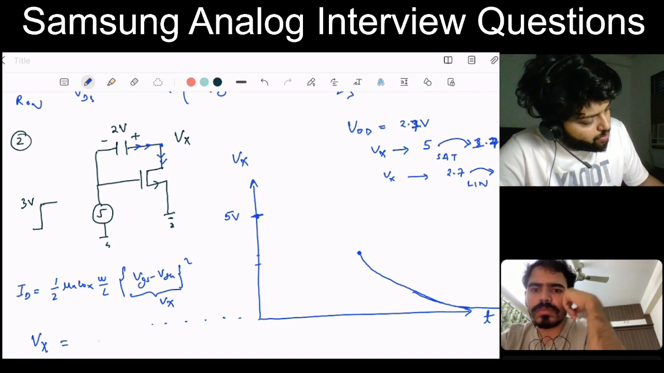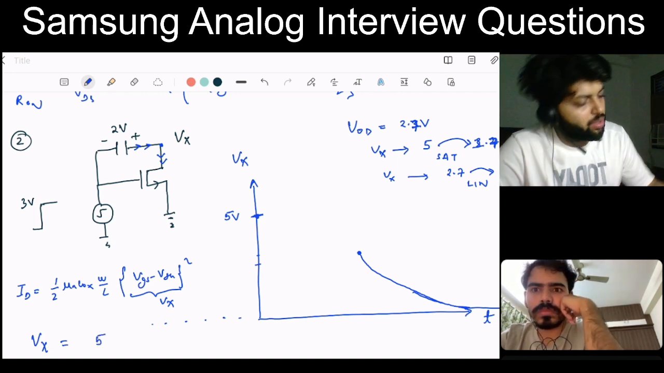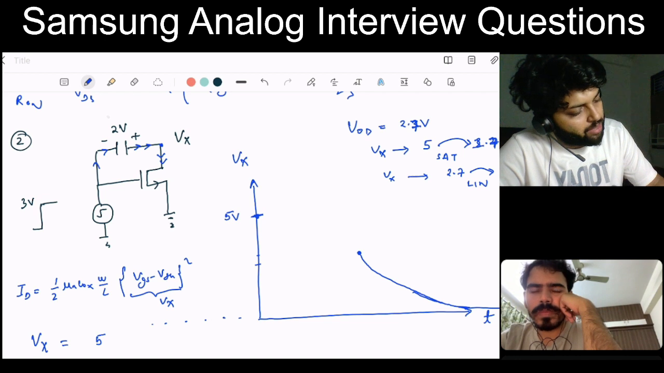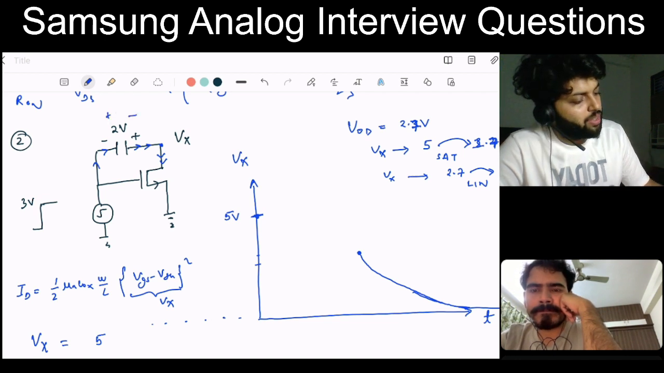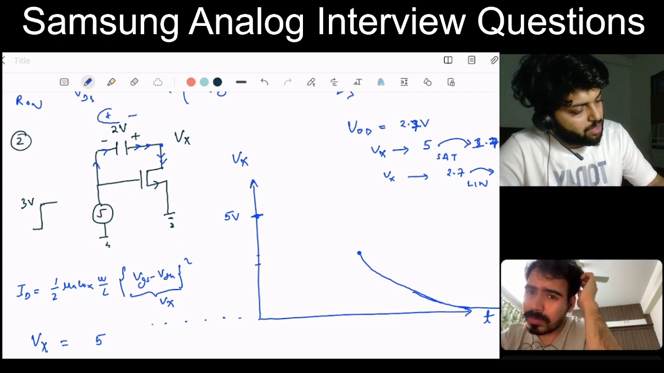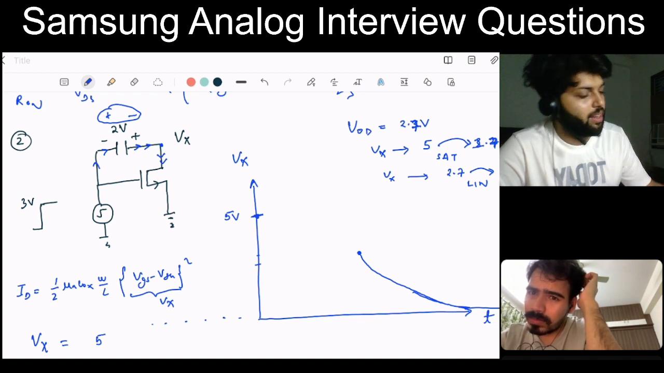So Vx will be 5, and with time, because this current is flowing in this direction, the capacitor will be charging in this direction. So with time, because this kind of voltage is coming into the picture, 3 minus something, the voltage will be decreasing, right?